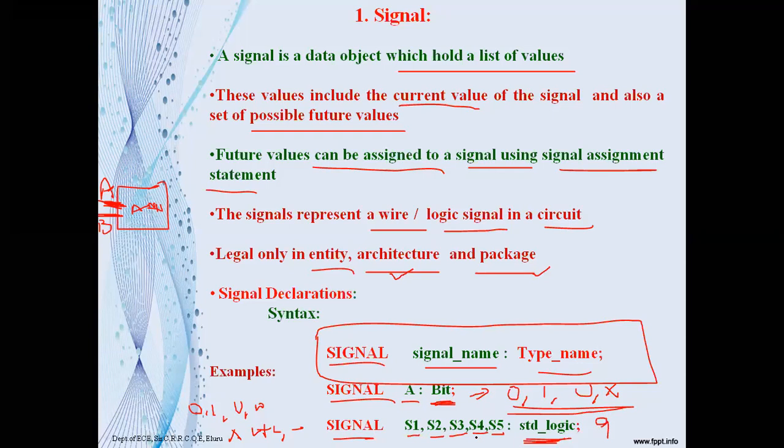So that is signal here. So what is a signal? A signal is a data object which holds a list of values, and the values include the current values and possible future values. If it is a future value, the future value can be assigned by using the signal assignment statement. So this is called the signal assignment statement.